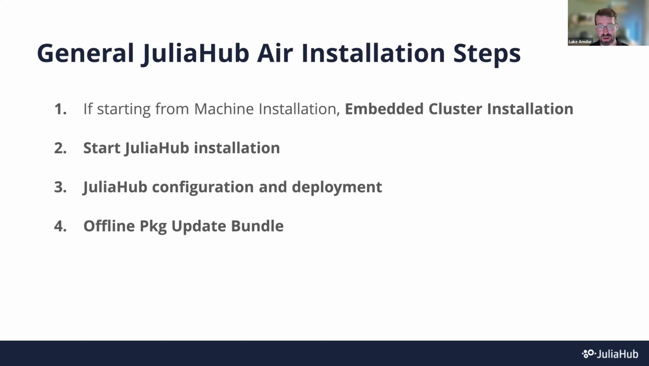So the actual installation steps are really pretty basic. I'm going to be going through them, and you're going to be like, "Oh, is that it?" And that's great. That's what we really want. So it's really 4 steps. Step 1, if you're starting from the machine installation, you have to do the embedded cluster installation, and it's very easy. Step 2, start the JuliaHub installation, which can push up the Docker images, and then get COTS admin into a state where it's ready to deploy. And that leads to step 3, which is configuring that JuliaHub installation with some specific options, and then it deploys out. And then step 4 is getting those packages ingested into JuliaHub itself.